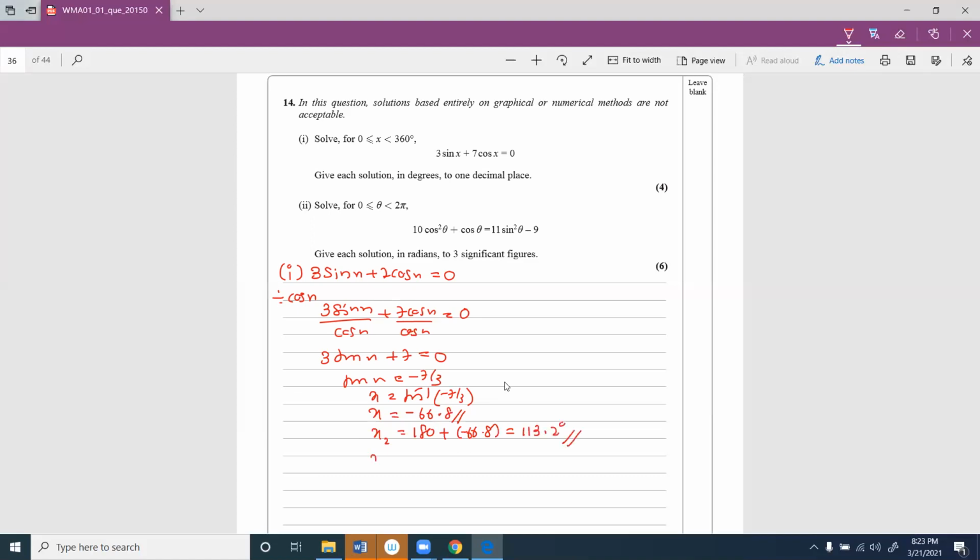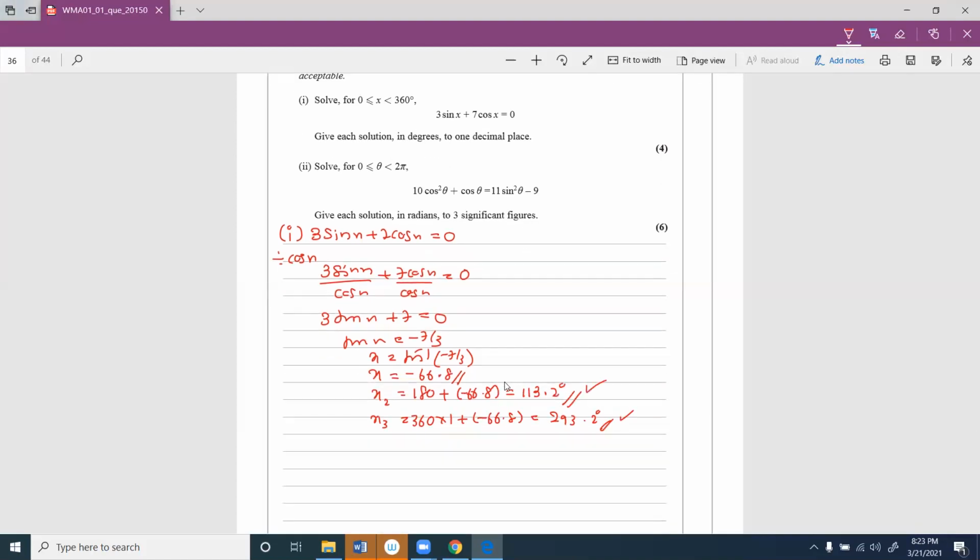Then the third value is 360 into 1 plus the first angle. It is 293.2. Then the values which are available in the range are only these two. So therefore you can write the answers would be 113.2 and 293.2. These are the two solutions over here.